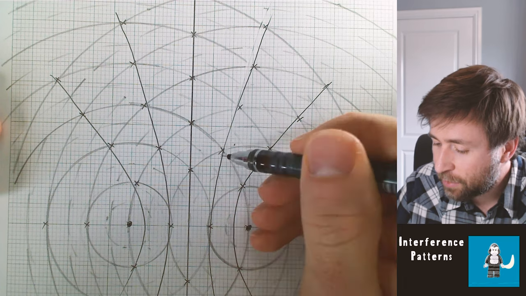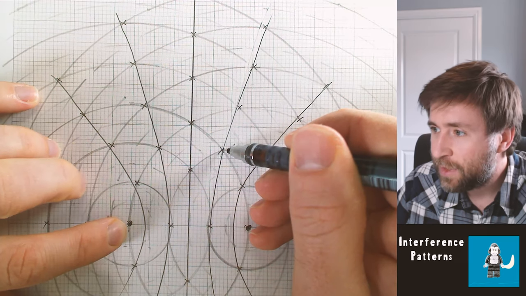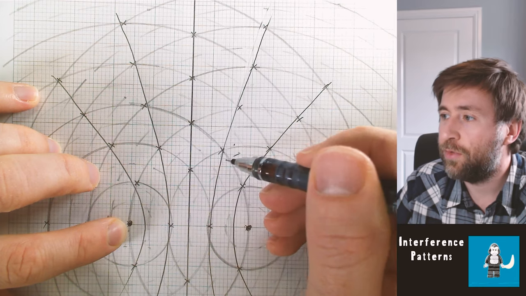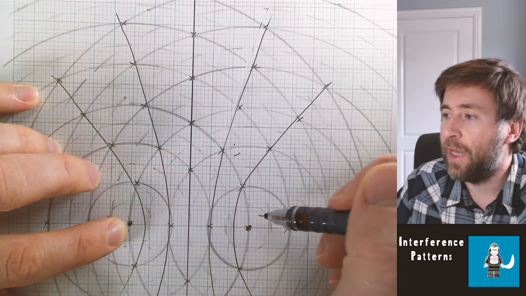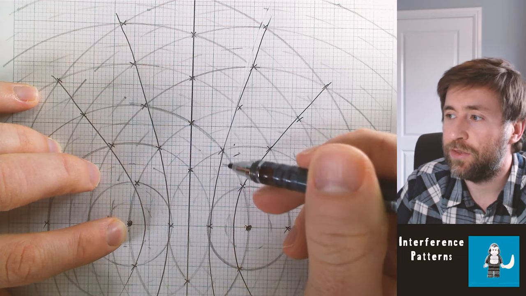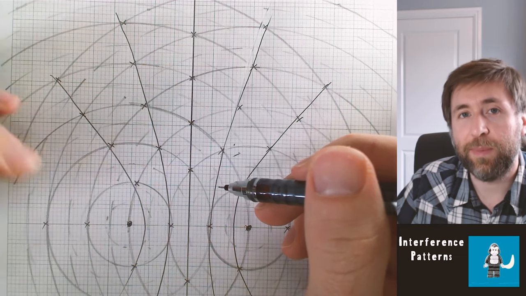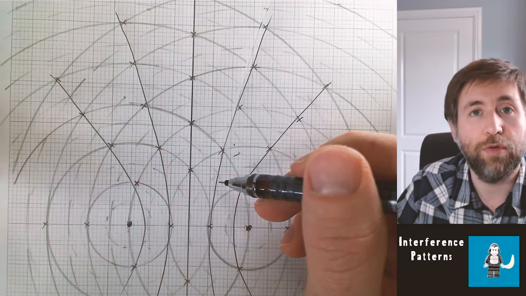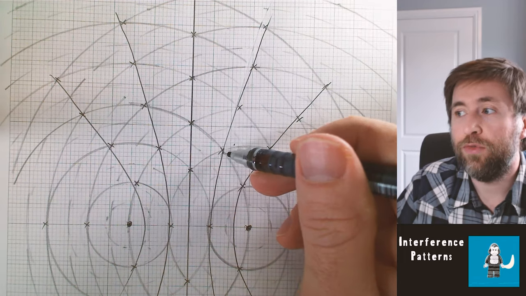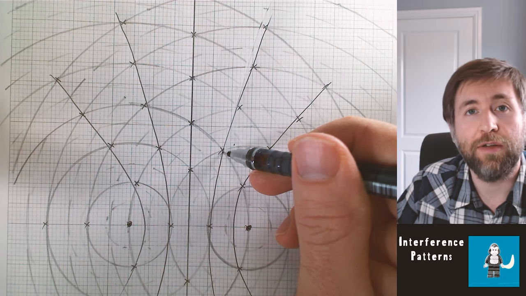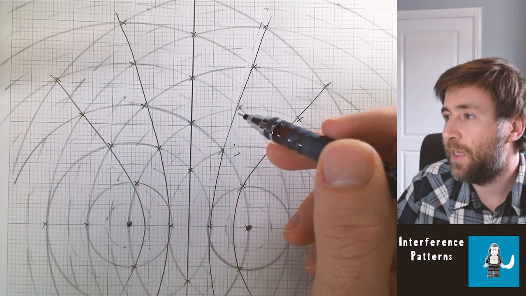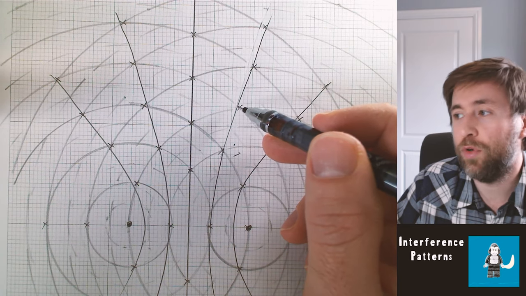Now in this case, let's look at this point here. The wave from the left-hand side source has travelled one, two, three wavelengths to get there. And the wave from the right-hand side source has just travelled two full wavelengths. So there is a path difference. There's a path difference of lambda, of one wavelength. Because there's a one full wavelength path difference, they've arrived there in phase. So there's constructive interference.